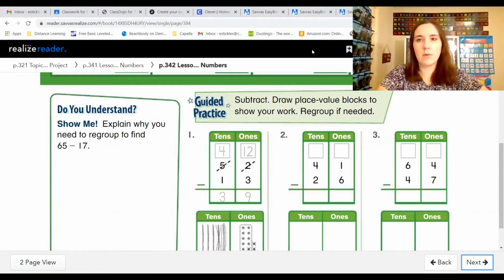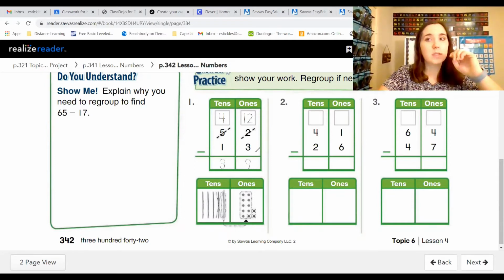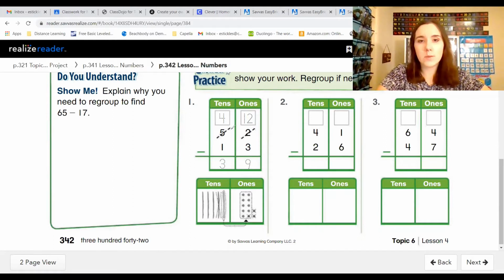Let's check out number 1 first. Okay, so number 1 is 52 minus 13, and they've already done this one for us, but I just want us to walk through it for practice. Now, we had 2 ones minus 3 ones, and they saw that we did not have enough, so they regrouped. They crossed off their 5 tens, and they have 4 now, and they did the same thing down here on their place value frame, and they took one of these tens and moved it over here and made 10 ones.